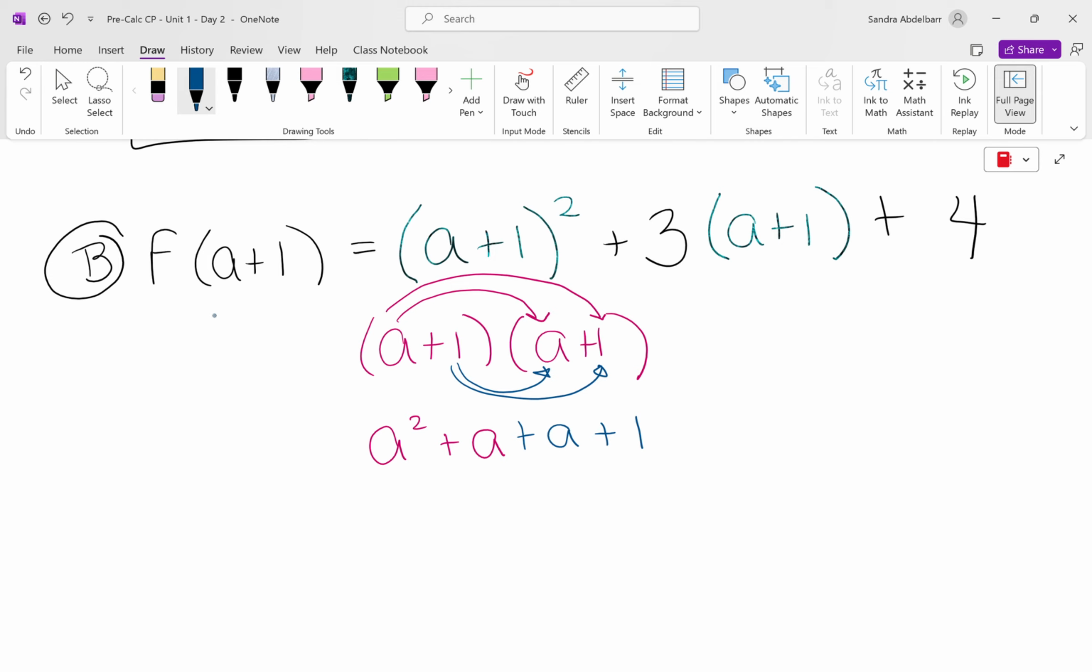And now when we multiply this all out, now we're going to combine our like terms. So we have a 1a plus another 1a. This ends up being a squared plus 2a plus 1.